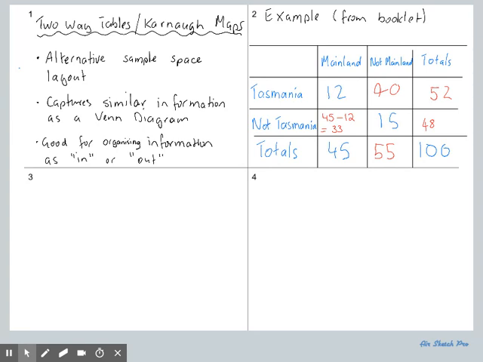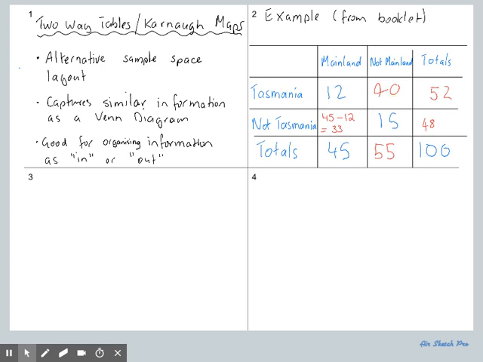If I said, what's the probability of choosing a student who travelled only in Tasmania, then that would be what? Only in Tasmania? 12%? Okay, because only in Tasmania means they did not travel to the mainland. So that would be, I should say 40%, beg your pardon. 40%, Tasmania and not mainland.